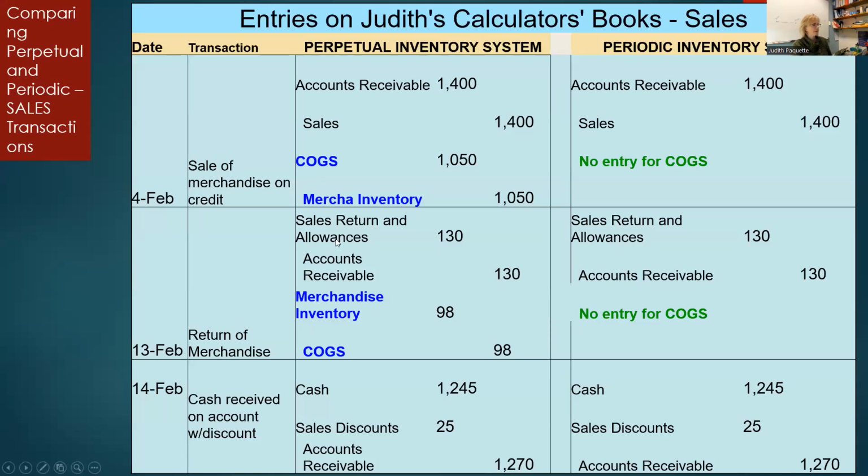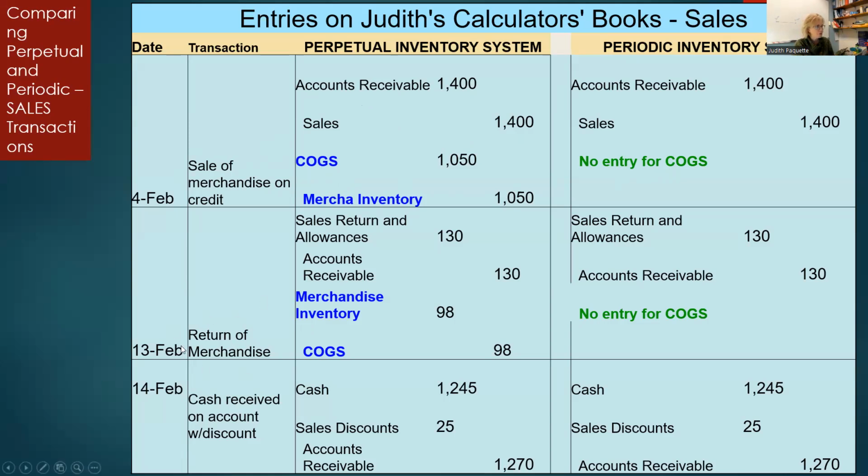Okay, it looks like I abbreviated inventory there. So debit accounts receivable, credit sales, that's the same for both. If you're perpetual, you have to book that cost of goods sold entry at the point of sale. So we debit cost of goods sold and credit inventory. Periodic, we don't make a journal entry at the point of sale. We do it at the end of the month or the end of the year.